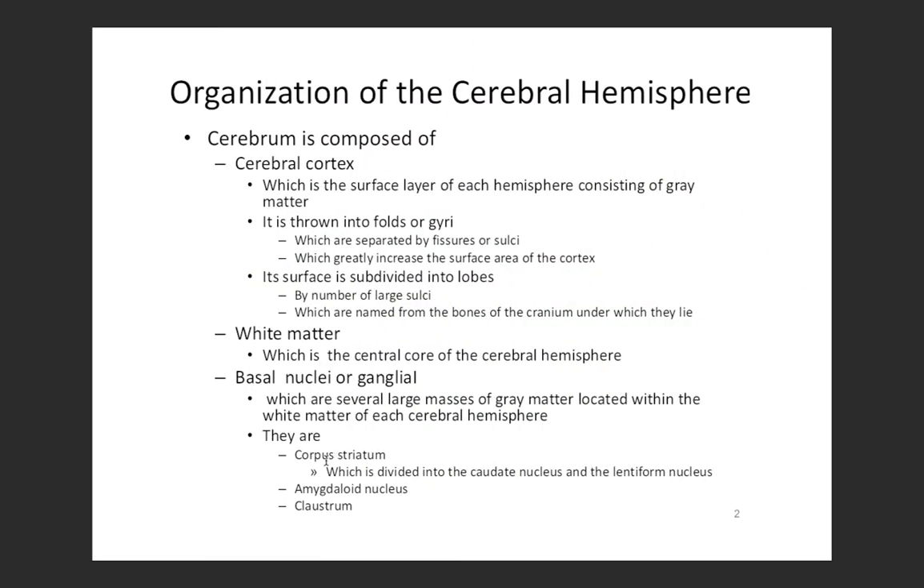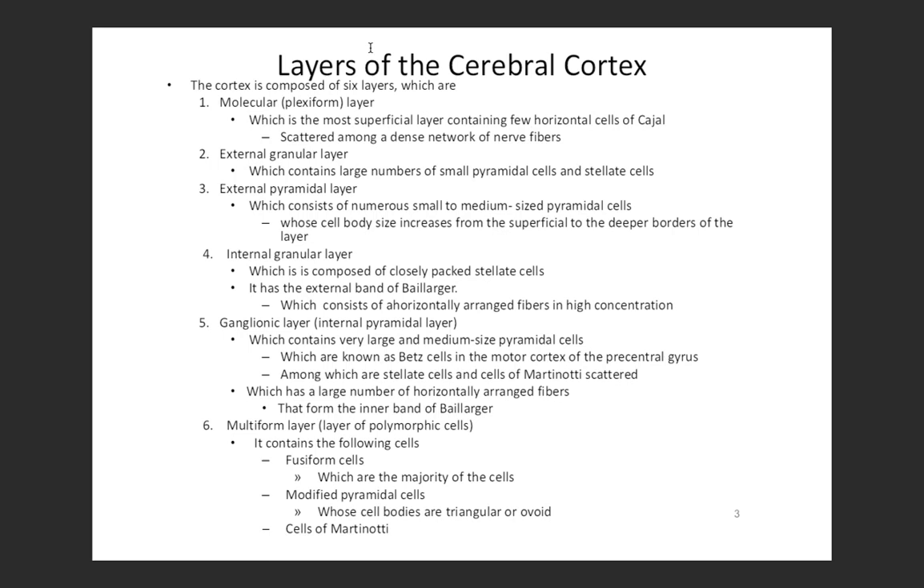So these are the major structures of the basal nuclei: the corpus striatum, which is subdivided into the caudate and the lentiform nucleus, okay, and the little circle downward is called the amygdaloid nucleus, and the claustrum. The basal nuclei are several large masses of gray matter located within the white matter of each cerebral hemisphere, okay. Now, the cerebral cortex, the outer layer, which is composed of gray matter, is composed of 6 major layers, and they are very easy.